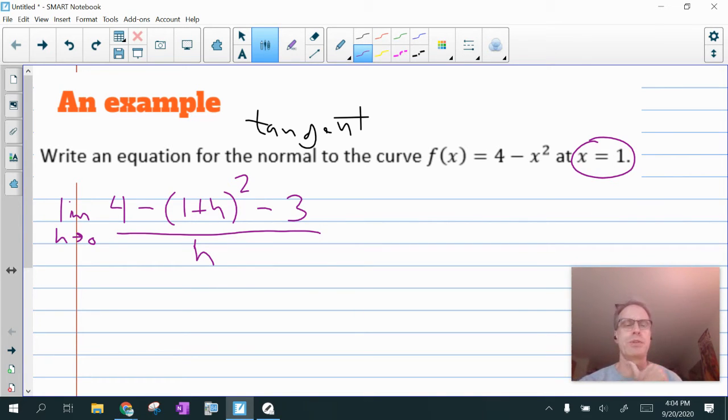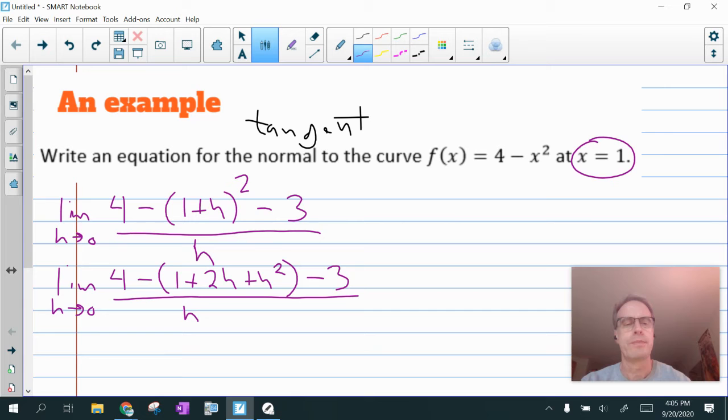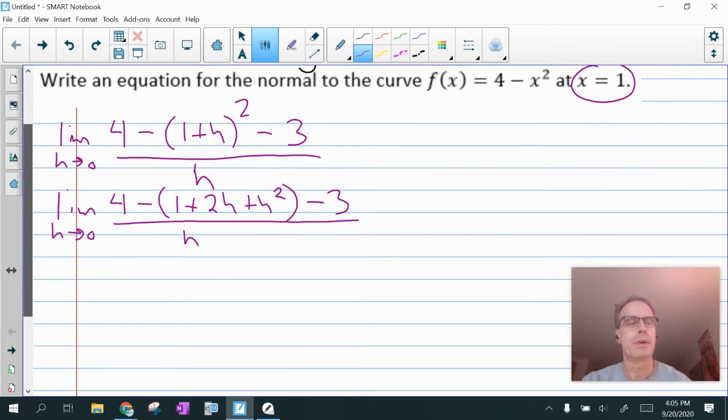Let me see what I can do about trying to expand this. So we're next looking at the limit as h approaches 0. I've got 4, and then I need to use the FOIL technique or the double distributive to get 1 squared plus 1h plus 1h, which is going to get me 2h plus h squared, minus 3 over h. And I'm going to keep rolling on this.